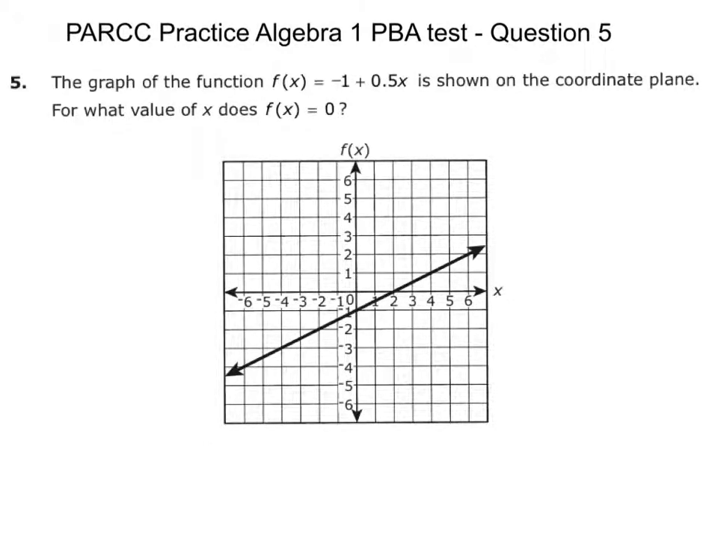Let's start out by reading the question. The graph of the function f of x equals -1 plus 0.5x is shown on the coordinate plane. For what value of x does f of x equal 0?